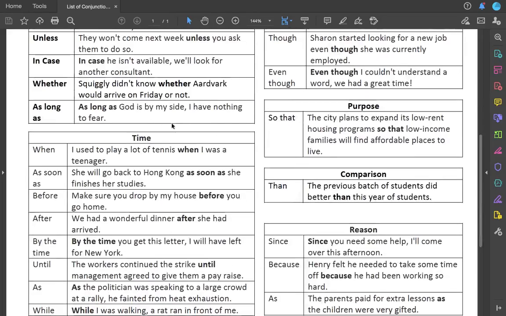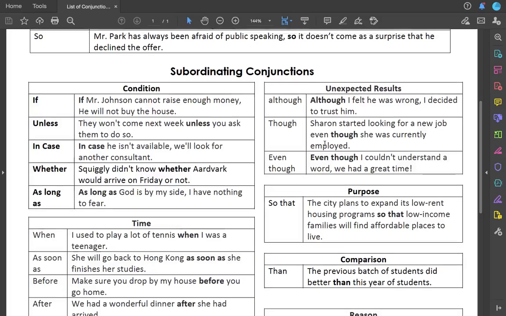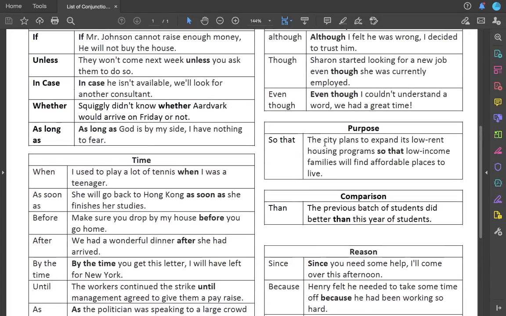Whereas, if you look at subordinating conjunctions, this applies to almost all of them. I say almost because "so that," for example, does not follow that rule.